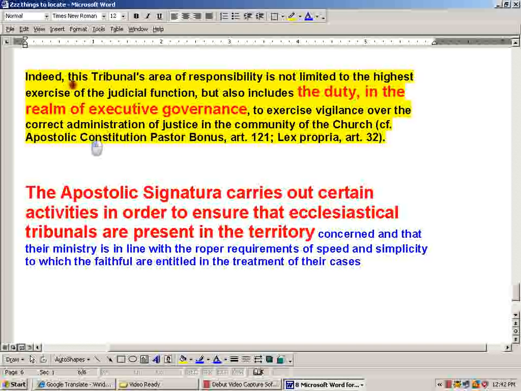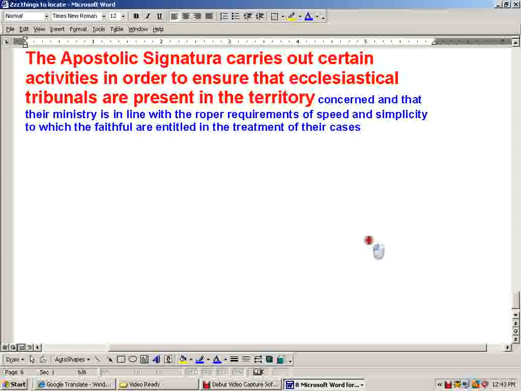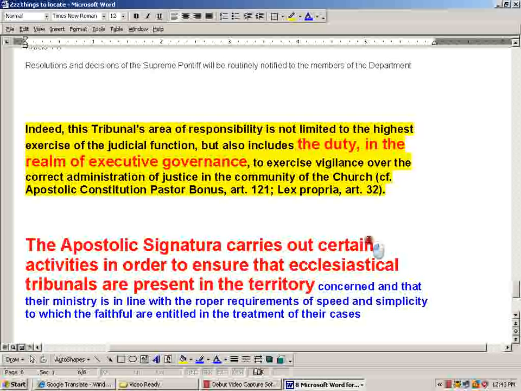Indeed, this tribunal's area of responsibility is not limited to the highest exercise of judicial function, but also includes the duty in the realm of executive governance to exercise vigilance over the correct administration of justice in the community of the church. The Apostolic Signatura carries out certain activities in order to ensure the ecclesiastic tribunals are present in the territory concerned and that their ministry is in line with the proper requirements of speed and simplicity to which the faithful are entitled in the treatment of their cases. Apostolic Signatura. Call your diocese and ask them who the local representative is.